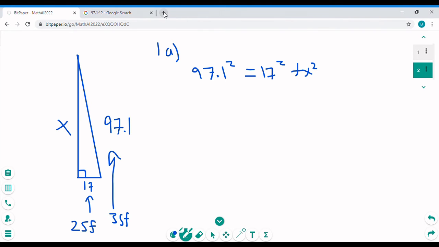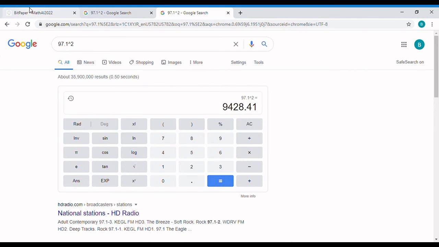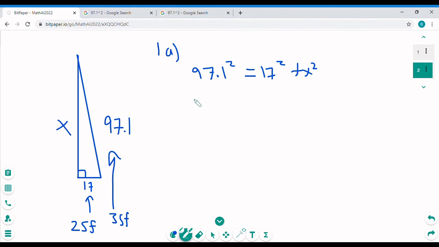Now we can type into Google 97.1 squared to get 9428.41. Now, we talked about rounding. You don't round until the very last step of the problem. If you round too early, you'll actually cause yourself more problems. 17 squared, we can do that without a calculator. That's 289.